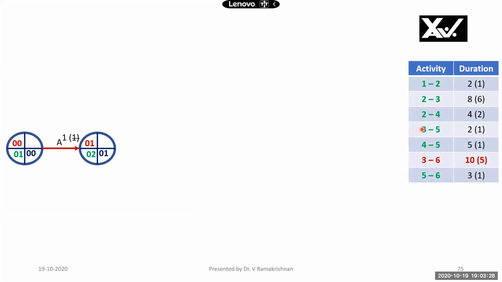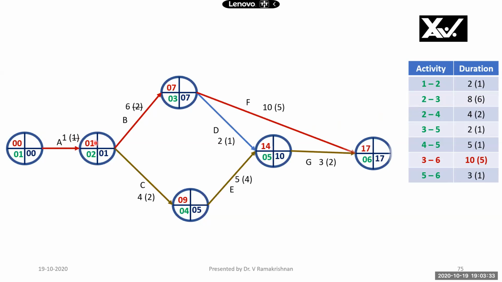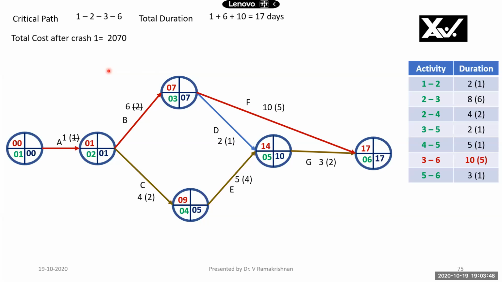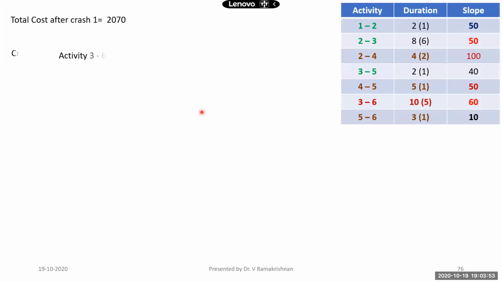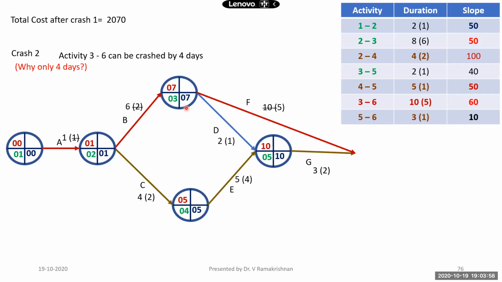We will see here activity duration and crash duration are given. I have drawn the revised network diagram. So activity duration is 1. There is no scope for crashing. Here also there is no scope for crashing, but there is a scope for crashing up to 5 days, right? So total cost after crash 1, previously we have already seen this. Now what we will do is, we will see for this activity 3.6 is going to be crashed. How many days? I said 5 days is possible, but crash 2, I am saying only 4 days I'm going to crash.